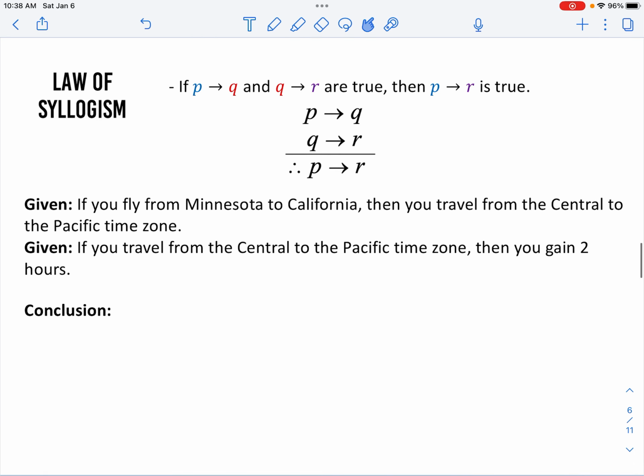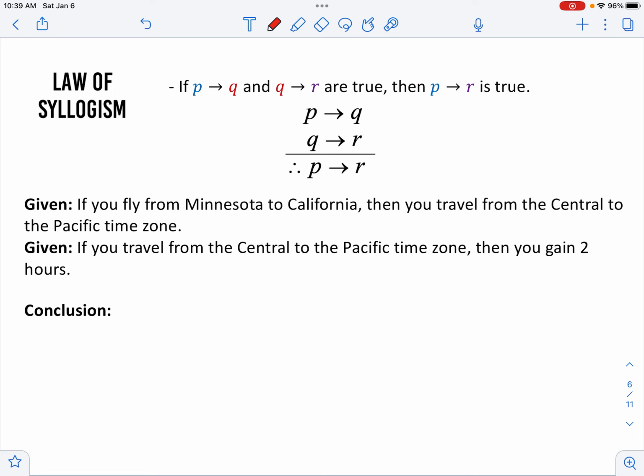Now, the second one is called the law of syllogism. And this has two conditional statements. And so here's how it breaks down. It says if P goes to Q and Q goes to R, then P has to go to R. So if P goes to Q and then Q goes to R, then P has to go to R. That's what that's saying. But this has to be true, this has to be true, then this is true. Okay, so let's look.